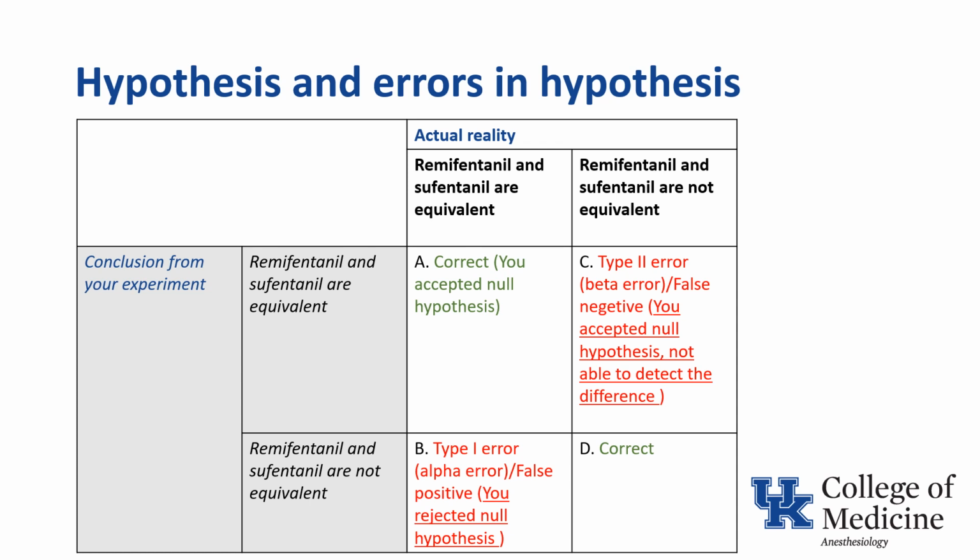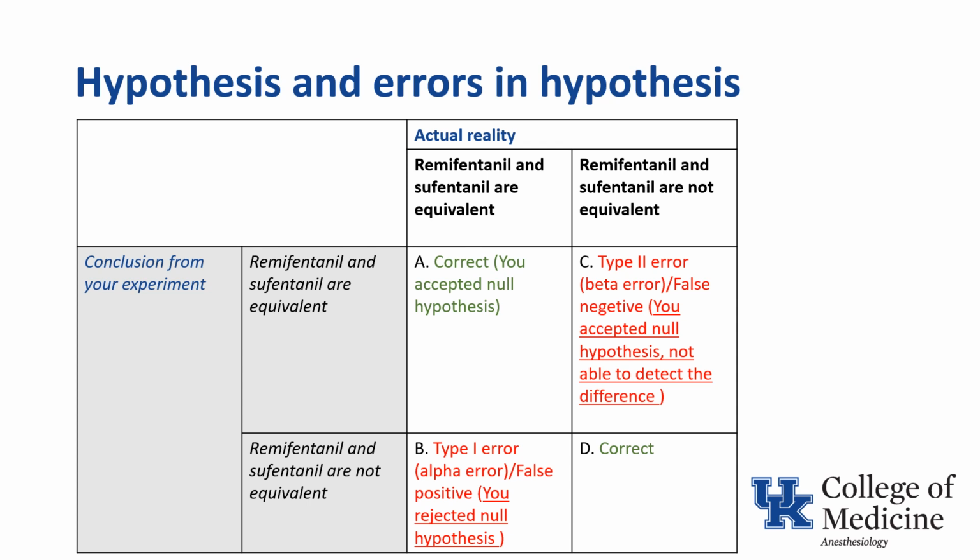So if you look at this table, let's assume the actual reality of the experiment is that remifentanil and sufentanil are equivalent in reducing blood pressure. On the left-hand side, you can see the conclusion from your experiment. Let's say you do conclude that remifentanil and sufentanil are equivalent. In other words, we are talking about option A, or box A here. Then you have correctly accepted the null hypothesis.